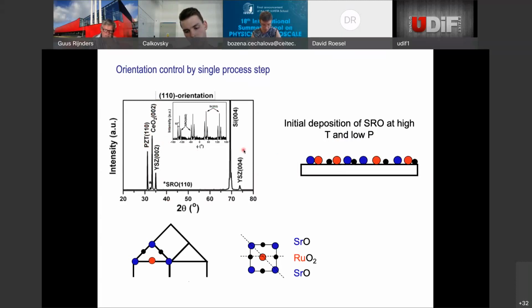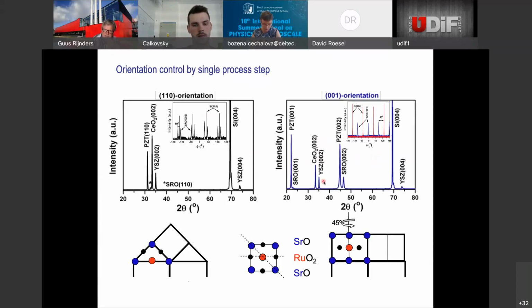But if we do an initial strontium oxide deposition, and we do that a little bit with a trick, that doesn't matter, but we have only strontium oxide, a single monolayer, and then we continue the growth, we actually see a clear 001 oriented PZT, 001 oriented strontium ruthenate on top of this material. And here the chemistry is quite important. So the chemistry determines in the end this epitaxial relation there.